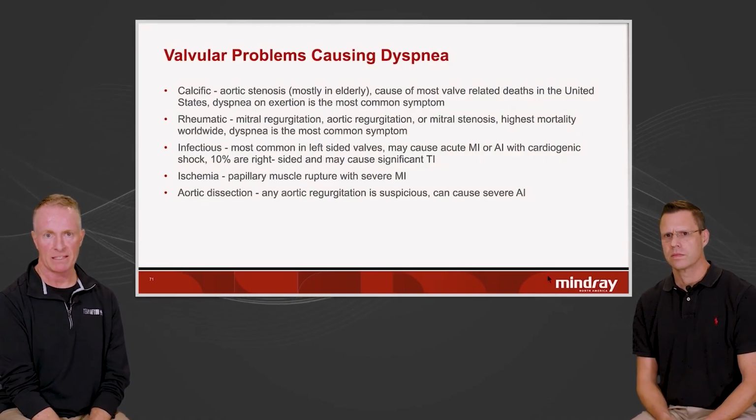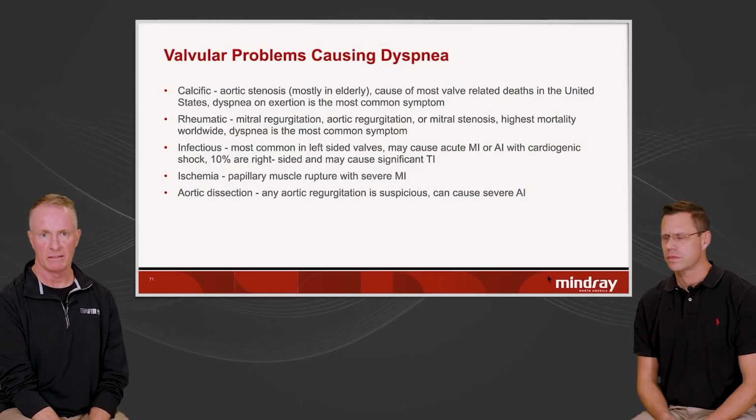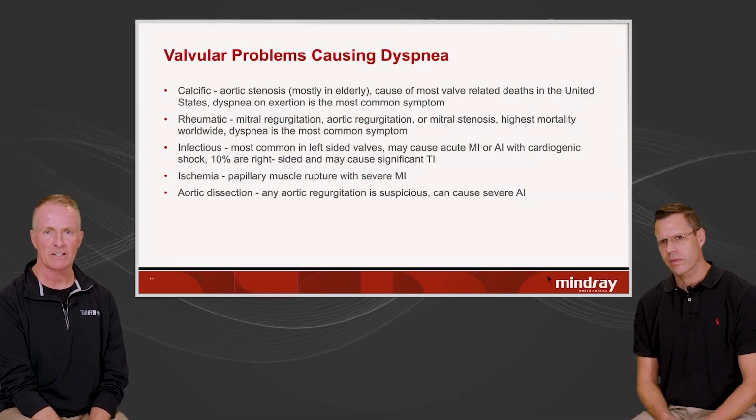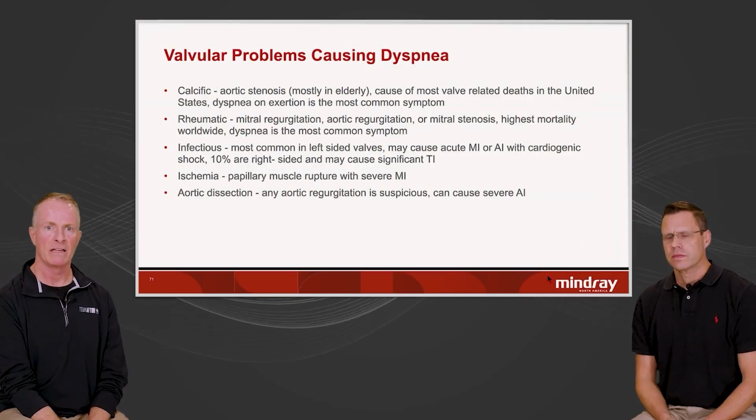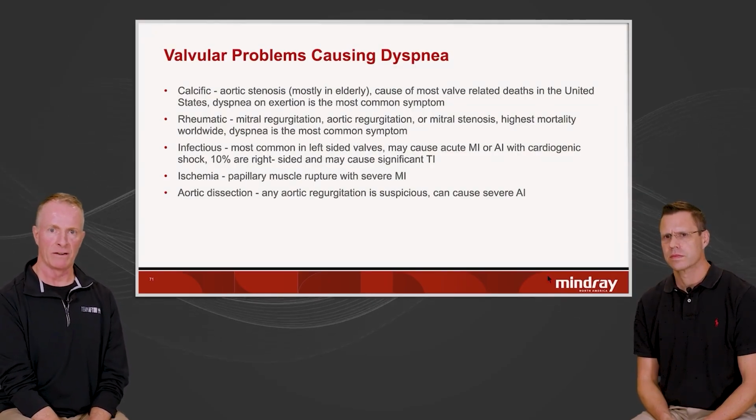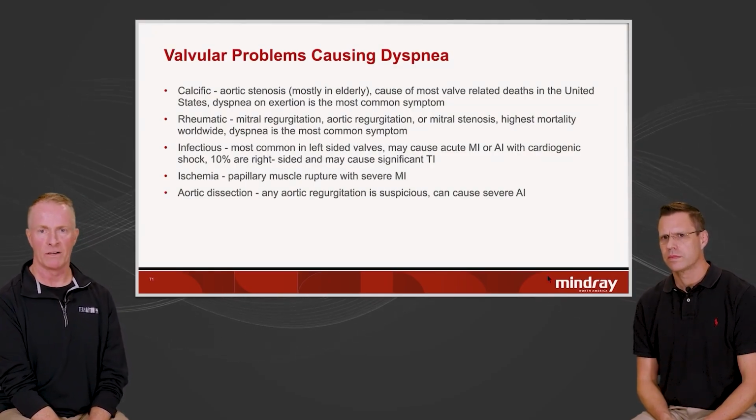And then ischemia can cause, of course, papillary muscle rupture, which can be hard to diagnose. And then aortic dissection is something you always have to keep in mind. Your tip-off there will be aortic regurg, which always has to make you suspicious for aortic dissection.